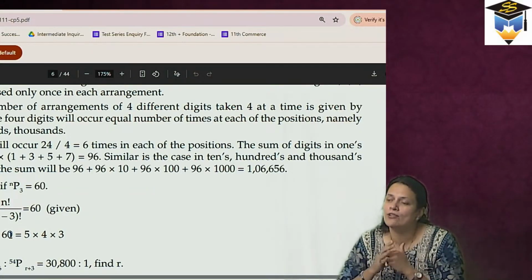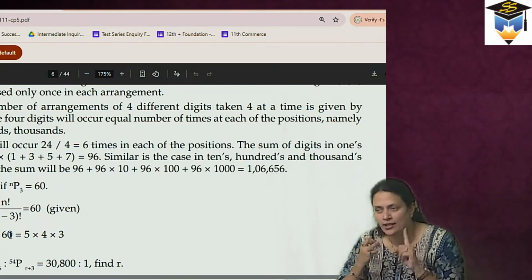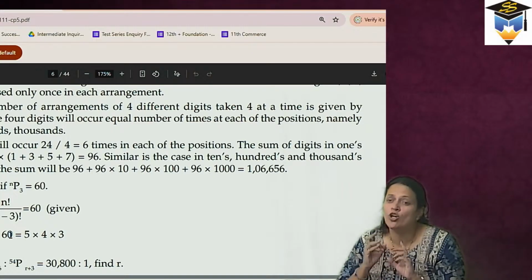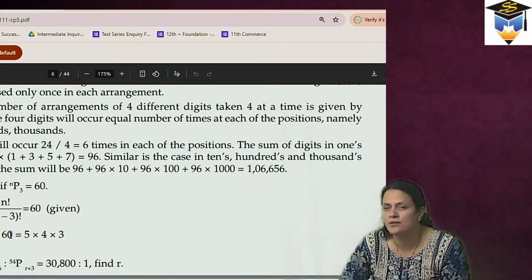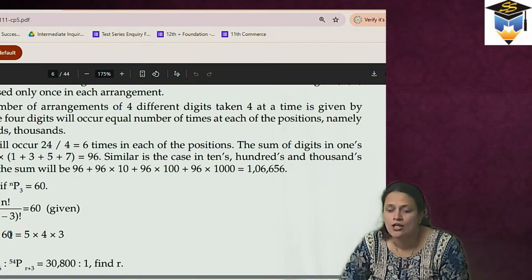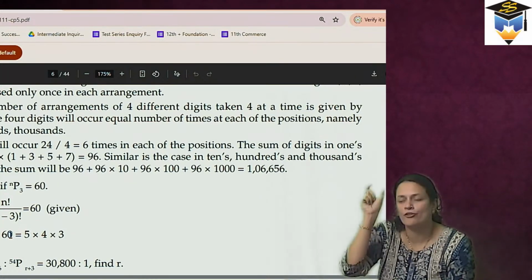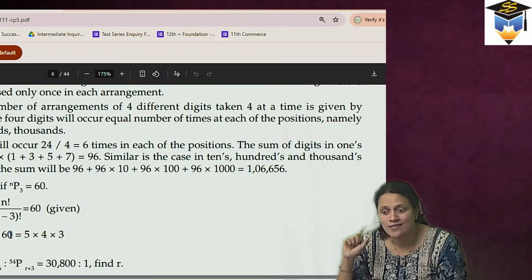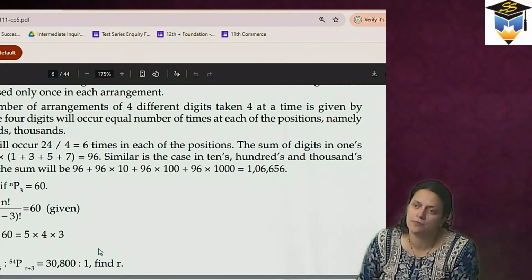Now, how to find out the value of n? If you observe n, n minus 1 and n minus 2, they are consecutive numbers, numbers which come one after the other. Those are consecutive numbers. Okay? So take the factors of 60. You have to form the factors of 60 in such a way that you get consecutive numbers.